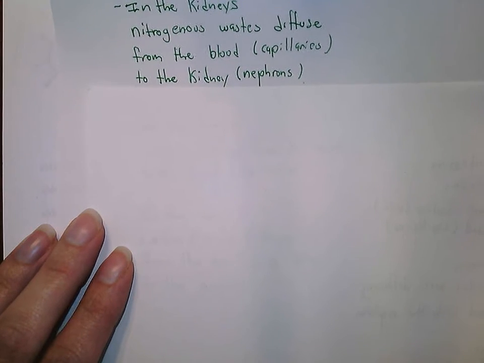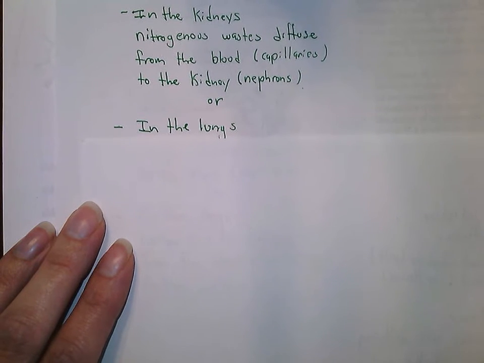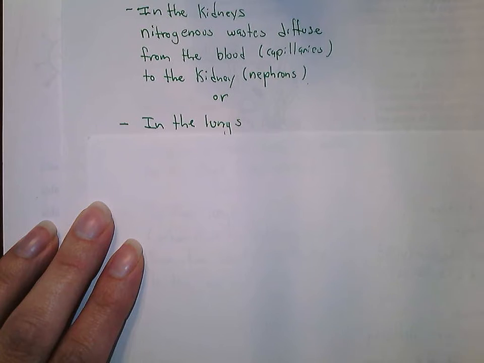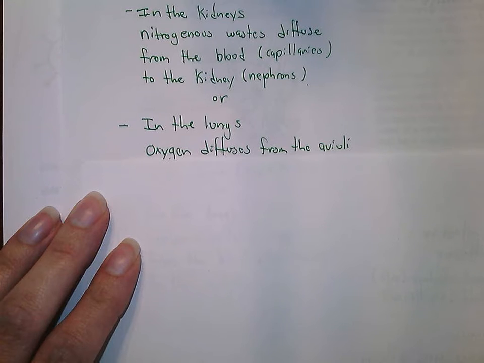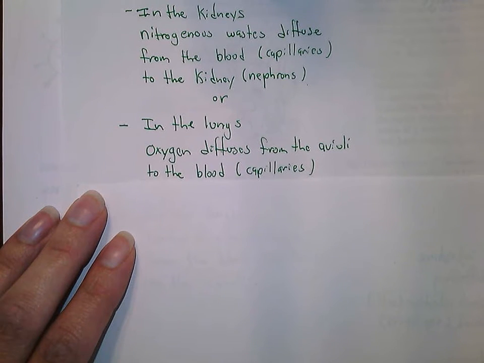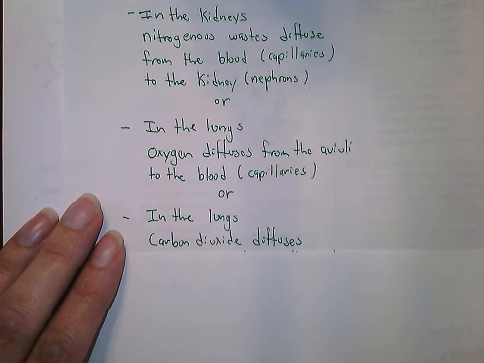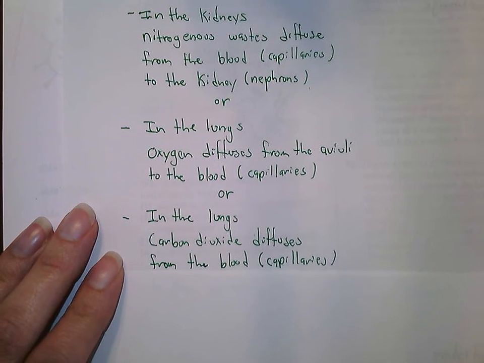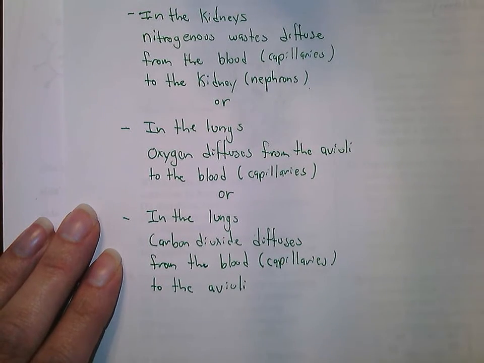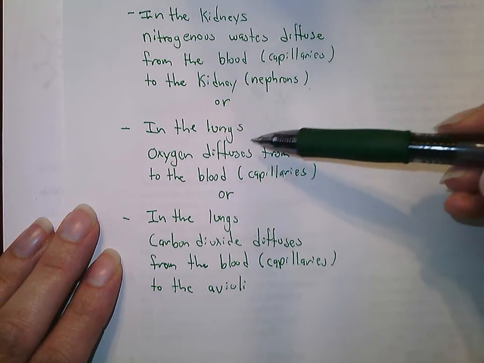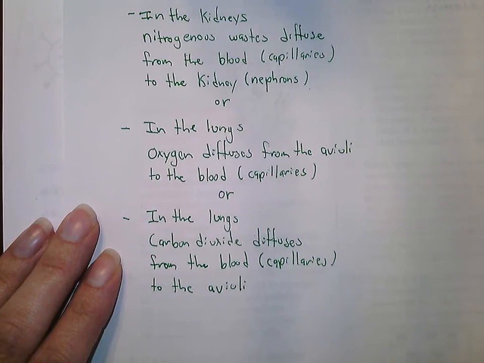Last but not least, I related it to the respiratory system, which happens in the lungs. In the lungs, there are two things that could be happening. We could talk about oxygen diffusing from the alveoli into the blood or the capillaries, or we could talk about carbon dioxide diffusing from the blood or the capillaries into the alveoli. So we're either taking oxygen from the air that we're breathing in, or putting carbon dioxide into the air that we're breathing out.